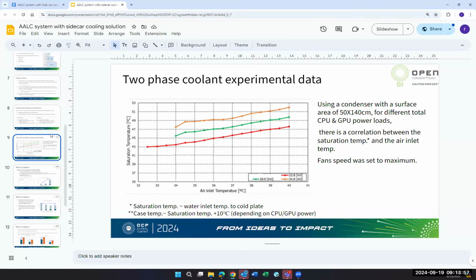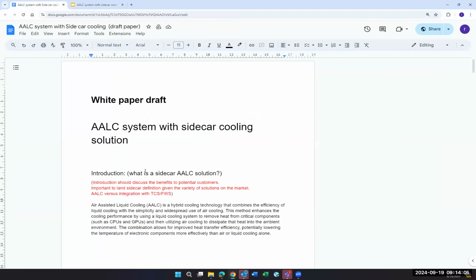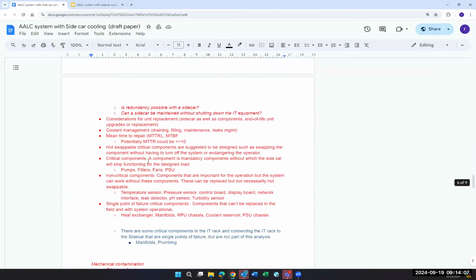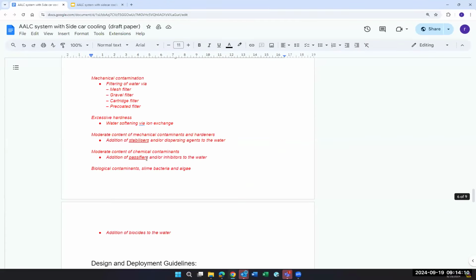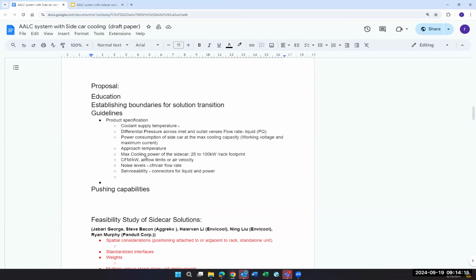Yes. Okay, so that's why we talked about airflow constrainment. We were working on that in this document actually, in the product specification guidelines. So the manufacturer should provide certain airflow limitations, such as a CFM, the maximum airflow that the hardware can take.